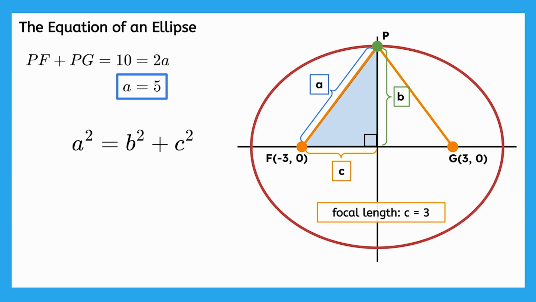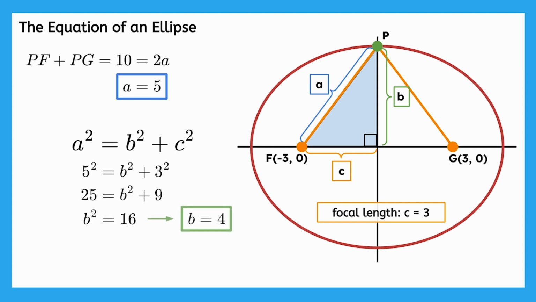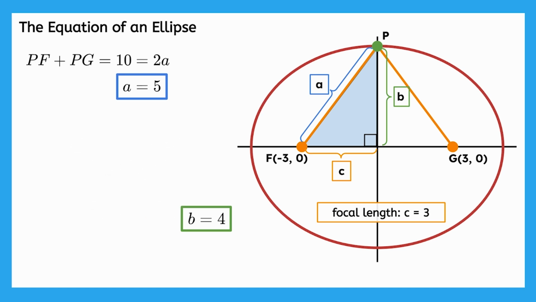With this equation, we can find b by just replacing a with 5 and c with 3, and then solving for b. As expected, b equals 4. With this information, we can write the equation for this ellipse directly without needing to derive it.